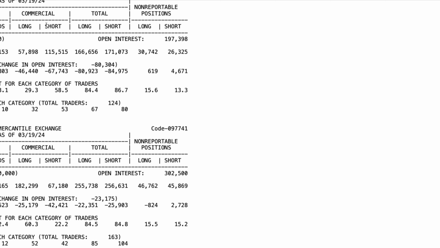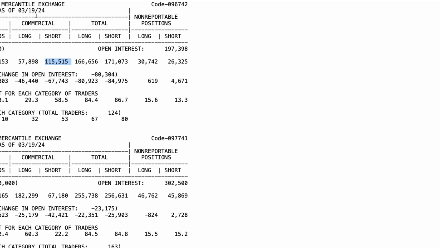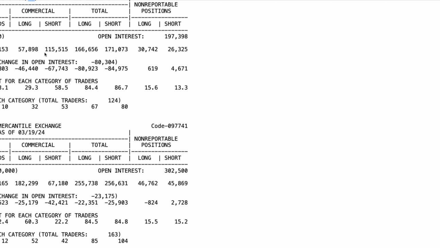GBP under the commercials. So the commercials are the banks. Basically, what we know from here is short under commercials. The word short. There is a larger number under short positions than the long position. So that means the banks are more short than long. This was updated the 19th. Today is the 24th. But for the banks, since they're more long term, it doesn't matter that the date was a couple days ago, because their bias still remains.